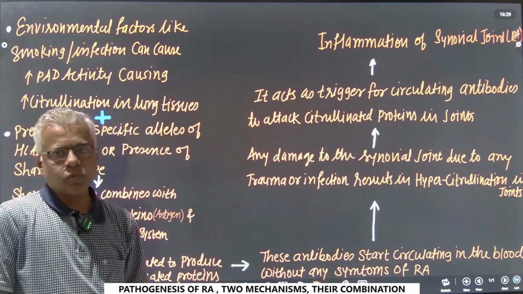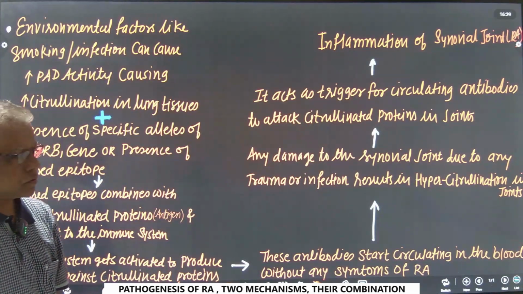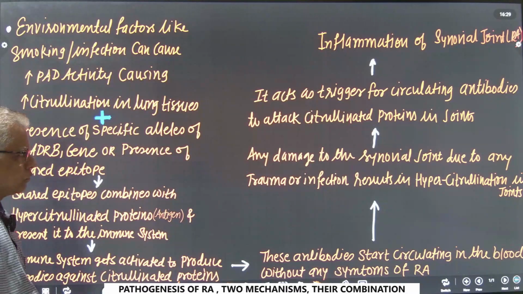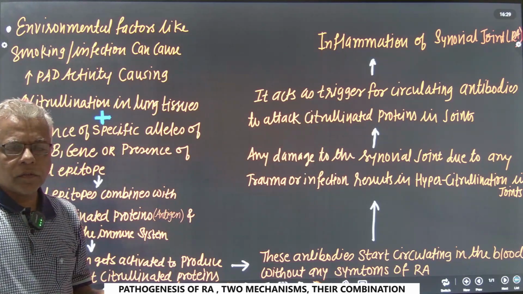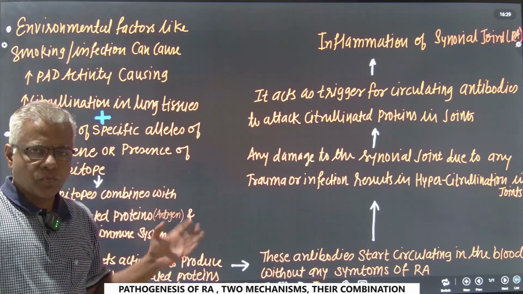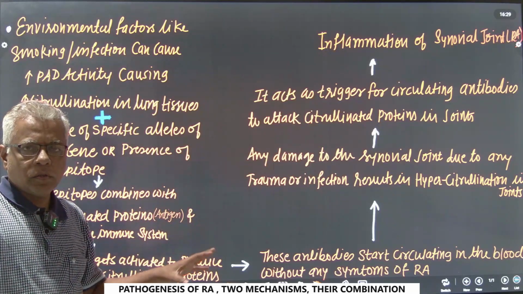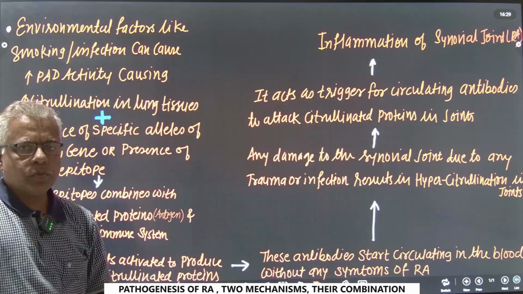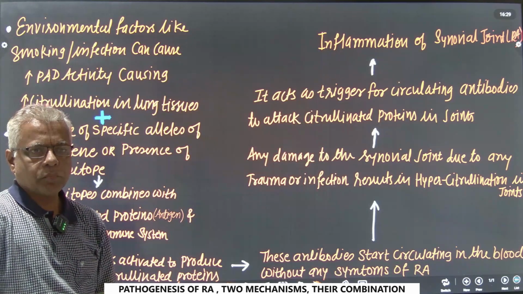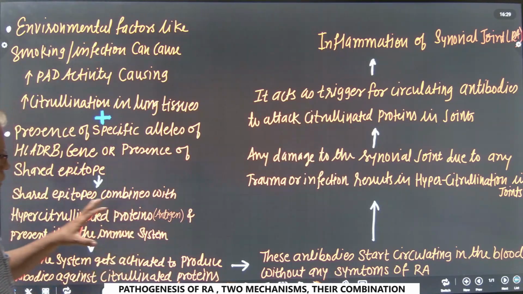We already know the etiological factors responsible for RA, and now we will see the pathogenesis mechanism. We have two mechanisms here. First we will see this first mechanism, then the second mechanism, and in the end we will try to combine both of these mechanisms. So first, let us see the first mechanism.